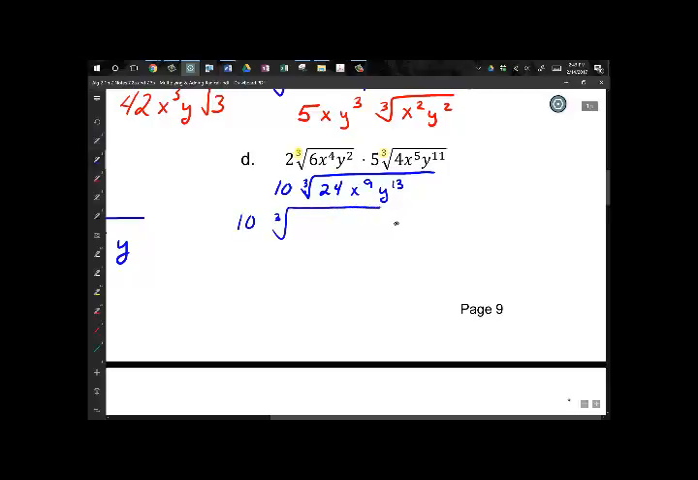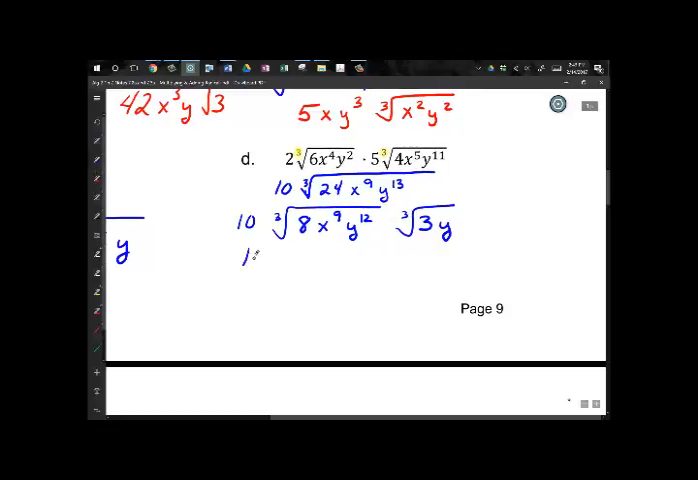The perfect cubes will be in the front, and then whatever is left over will be at the back. 8 is a perfect cube, left over 3. X to the 9th is a multiple of 3, nothing left over in back. Y to the 12th is a perfect cube because it's a multiple of 3, with a single y left in back. What does that leave us?